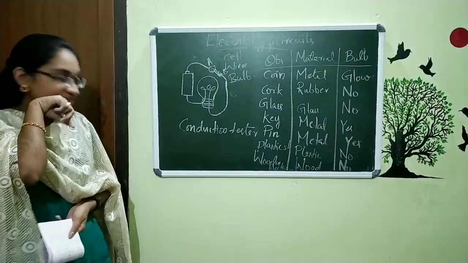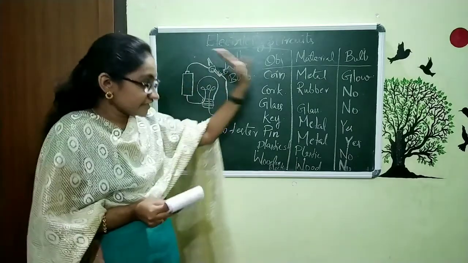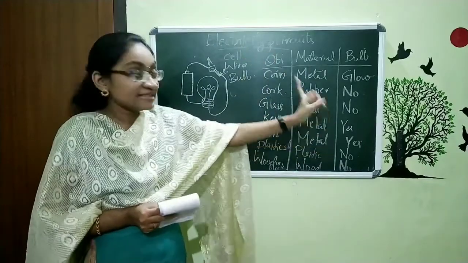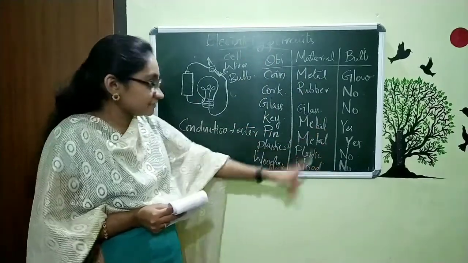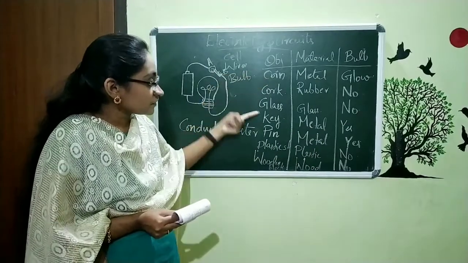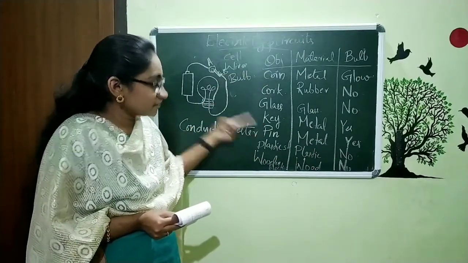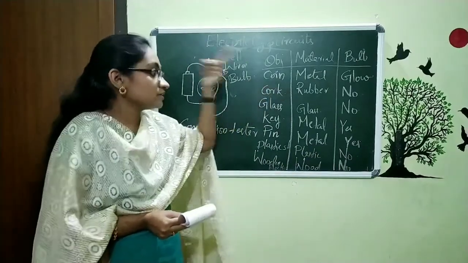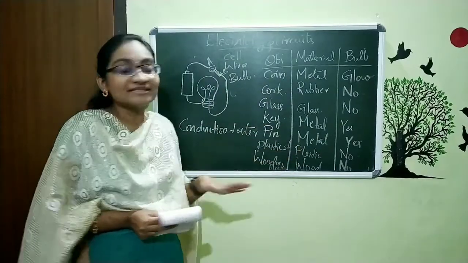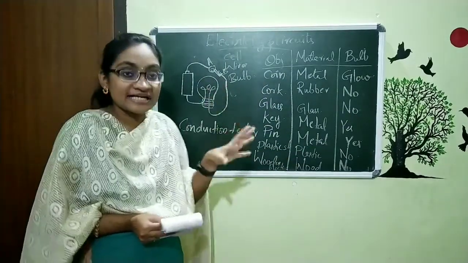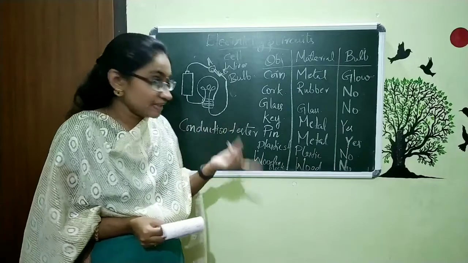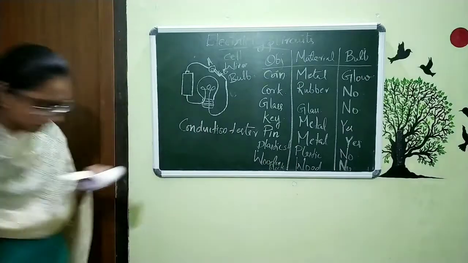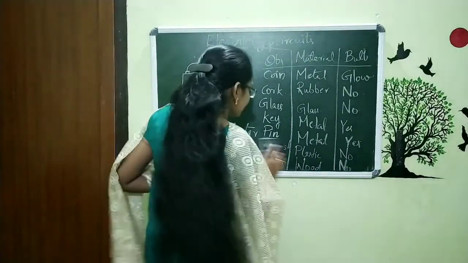So, next examples are there we can discuss. Here, within this table you can see some of the materials glow the bulb. Some of the materials do not glow the bulb. That means this coin, this key, this pin, these are what glow the bulb. The other materials like rubber, glass, plastic, wood, all these do not glow the bulb, which means they do not conduct electricity. That means they are insulators, but these metals are what? Conductors. Now some more examples are there, we are going to discuss that.